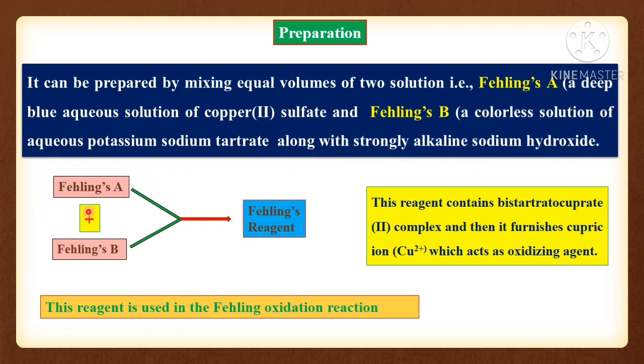Here, this is the Fehling A solution and this is the Fehling B solution. Now combining these two solutions, it gives rise to the Fehling reagent. This Fehling reagent contains bis-tartrate-cuprate 2 complex and then it furnishes cupric ion which acts as oxidizing agent. The Fehling reagent can be used in the Fehling oxidation reaction.